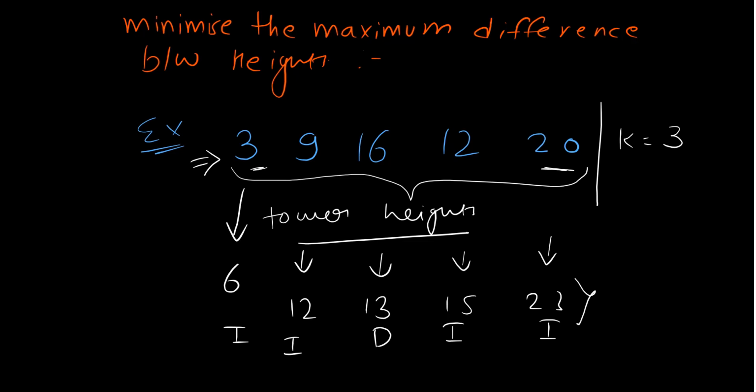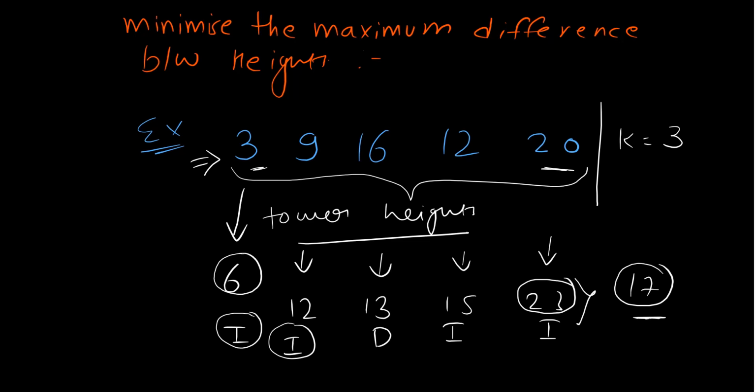Now if you look at this, what is the maximum difference between the heights? It is 23 minus 6, which is 17. So 17 is the maximum difference between the heights. But do you think this is the minimum we can achieve by doing this increment and decrement of the heights? Well, it is not. Let me tell you how.